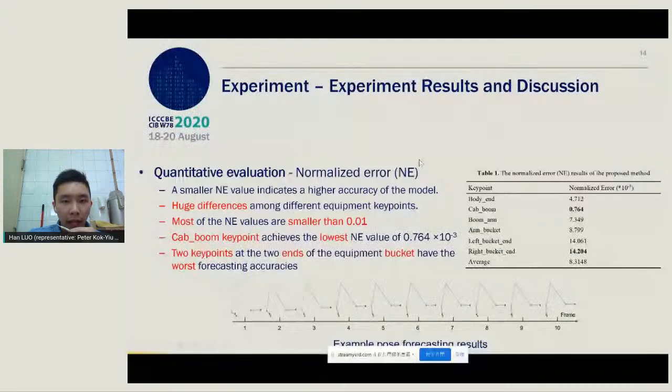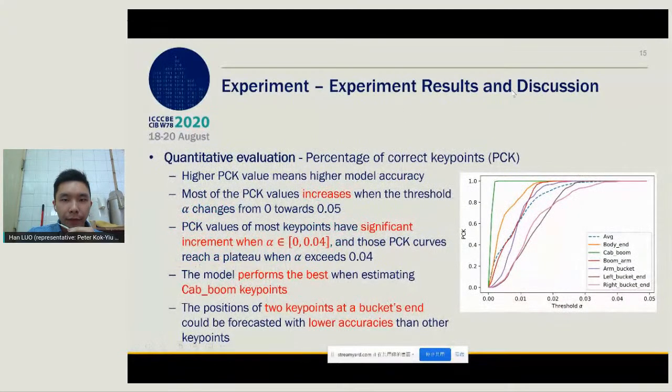So that's the normalized error. As we have seen, we have 6 key points, and particularly it is good for the cab bone, which is in the middle of the excavator body. But for the end bucket, it is not as good compared with other key points. Similar patterns appear for the other evaluation metric: the cab bone, the green curve, achieved almost 100% correct with a very loose threshold. But for the others, the performance is slightly worse.